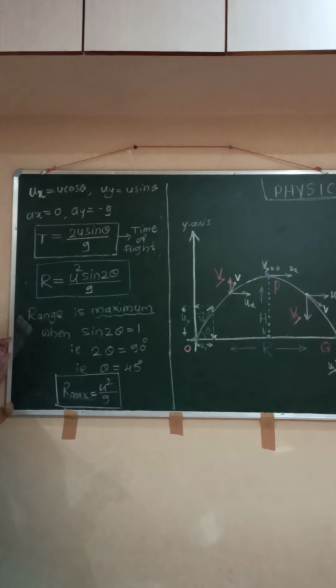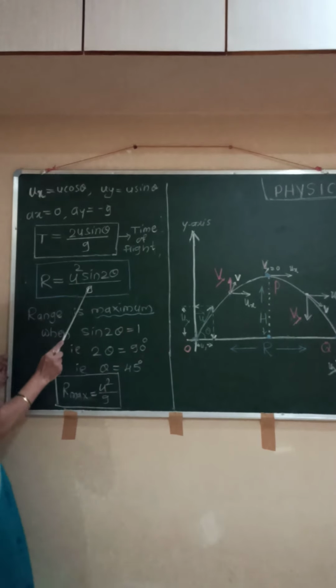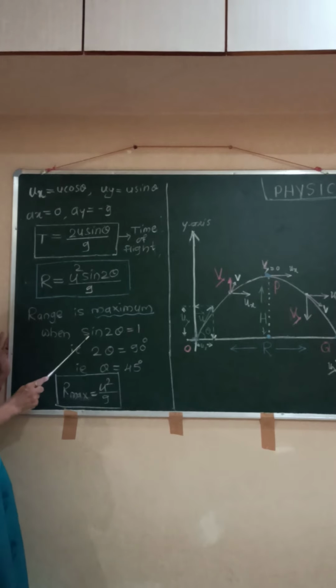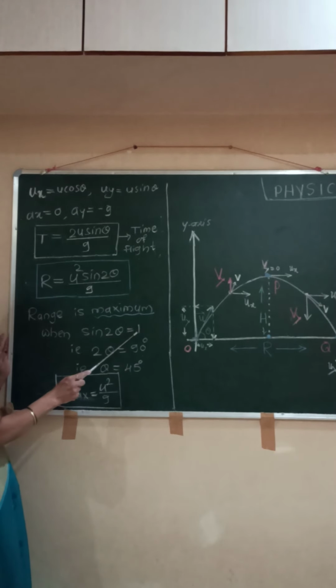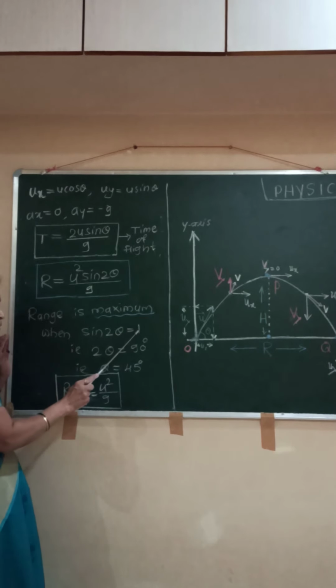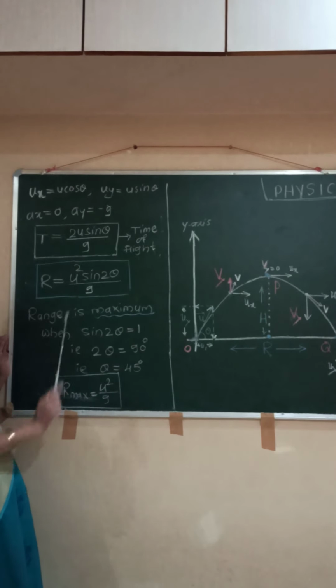Now this range will be maximum. Range maximum केव्हा असू शकते? तर sin 2 theta ही जी व्हॅल्यू आहे ही मॅक्झिमम पाहिजे. मॅक्झिमम म्हणजे मॅक्झिमम किती असणार पाहिजे? 1 असायला पाहिजे. So sin 2 theta should be equal to 1, then the range will be maximum.